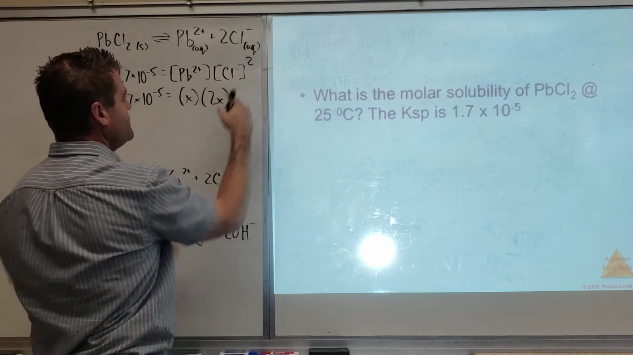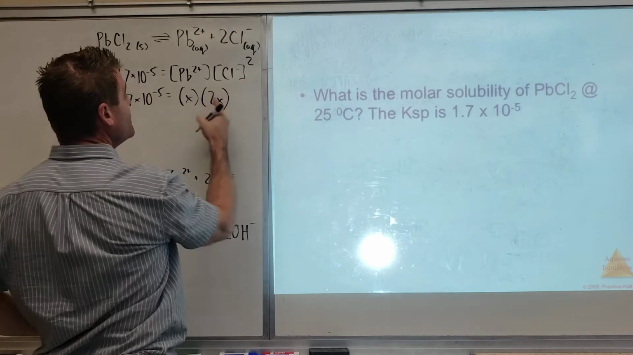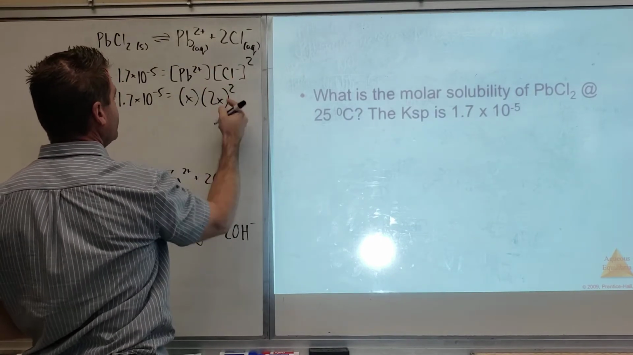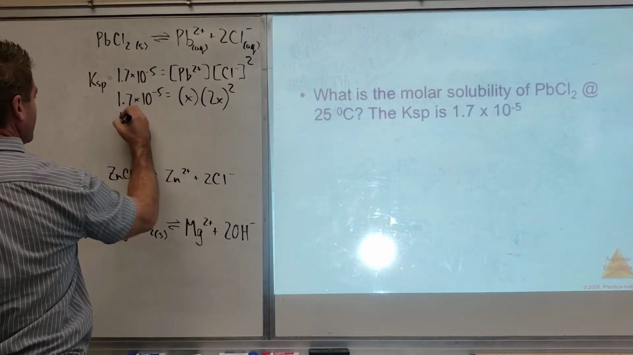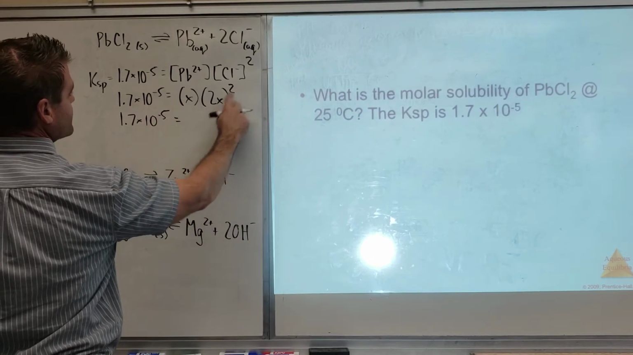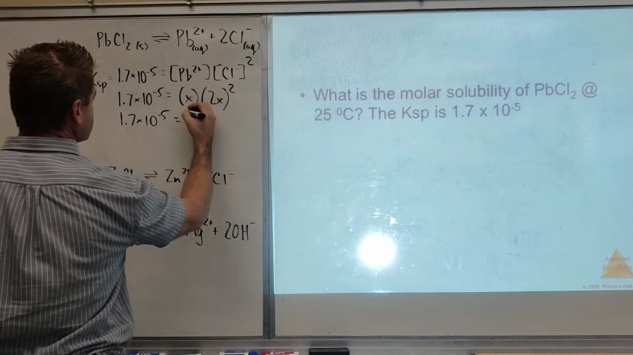You also have to, according to the equilibrium expression, square it. So not only are you doubling it because it's 2 for every one of that, you're also squaring it to make the equilibrium expression true. And then I continue to do my work. 1.7 times 10 to the negative 5 is equal to, you got 2x squared, you have to square both, so it's 4x squared. 4x squared times x is 4x cubed.